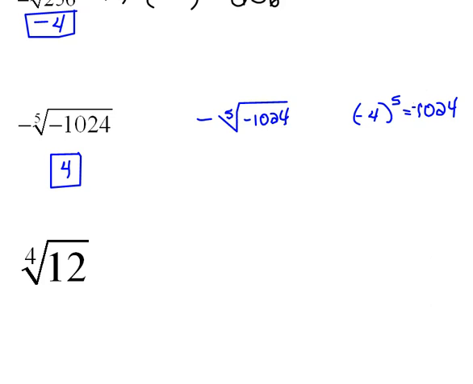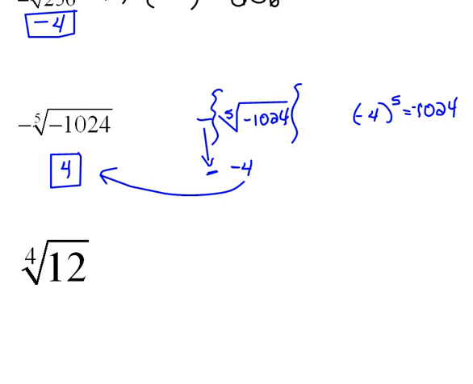So what we have here, just from this part of the problem, the fifth root of negative 1024 is negative 4. Now on the outside though, it says to do the opposite of that. So the opposite of negative 4 would actually be a 4. So this is why it's working out.